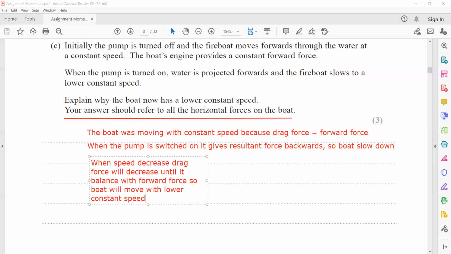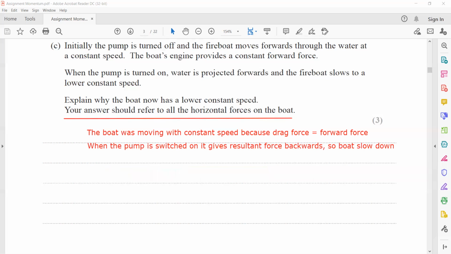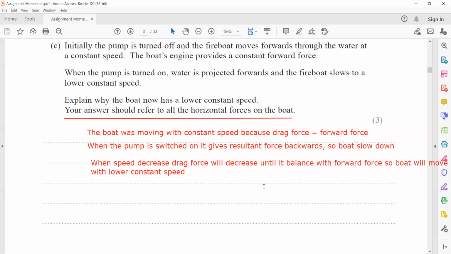So this is the answer which explains why the boat slowed down as it was moving. First, the pump was not working, and then the pump started to work. So there's a backward force which opposes the motion of the boat, and the boat slowed down. And when the boat slowed down, the drag force decreases until the backward force balances with the forward force again, and the boat continued to move with a constant speed. Is it clear?